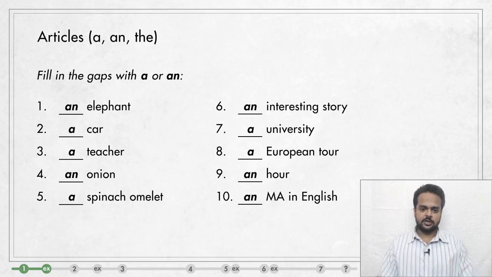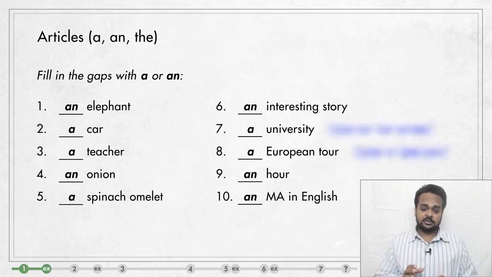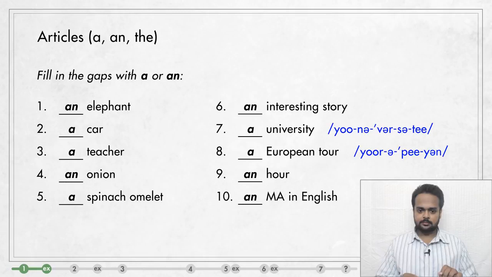Okay, here are the answers. Did you get them all right? I want to focus on items number 7 to 10 because these are a little tricky. Number 7 is a university because even though university starts with the letter U, the first sound of the word is not a vowel sound. We don't say university, we say university. So that first sound is a y sound, which is a consonant sound, so we say a university.